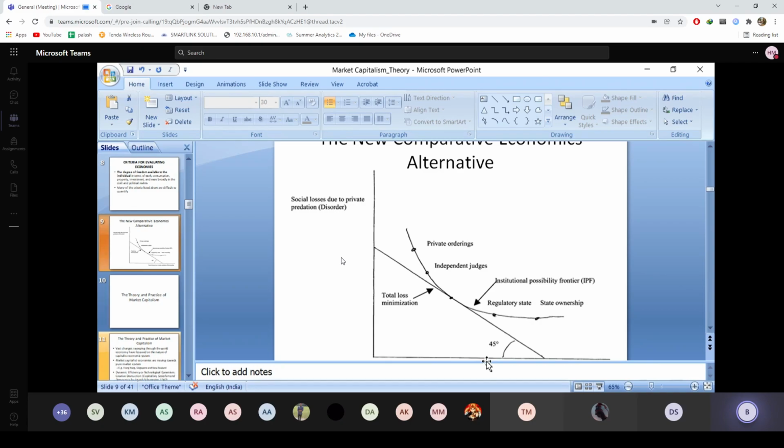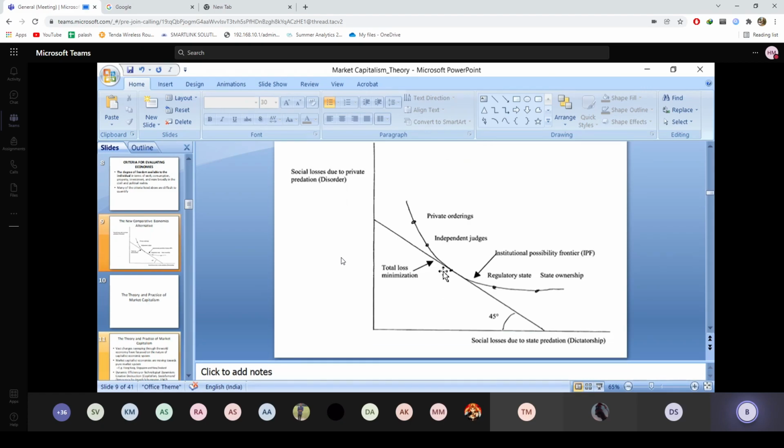And so what you're basically looking at in the graph here is the institutional possibility frontier, which is basically moving on this path in a particular economy, whether the economy is moving more towards private independent judges, etc., and private orderings, and thereby creating more disorder in the society. And that means again the society has to incur huge losses due to too much disorder.